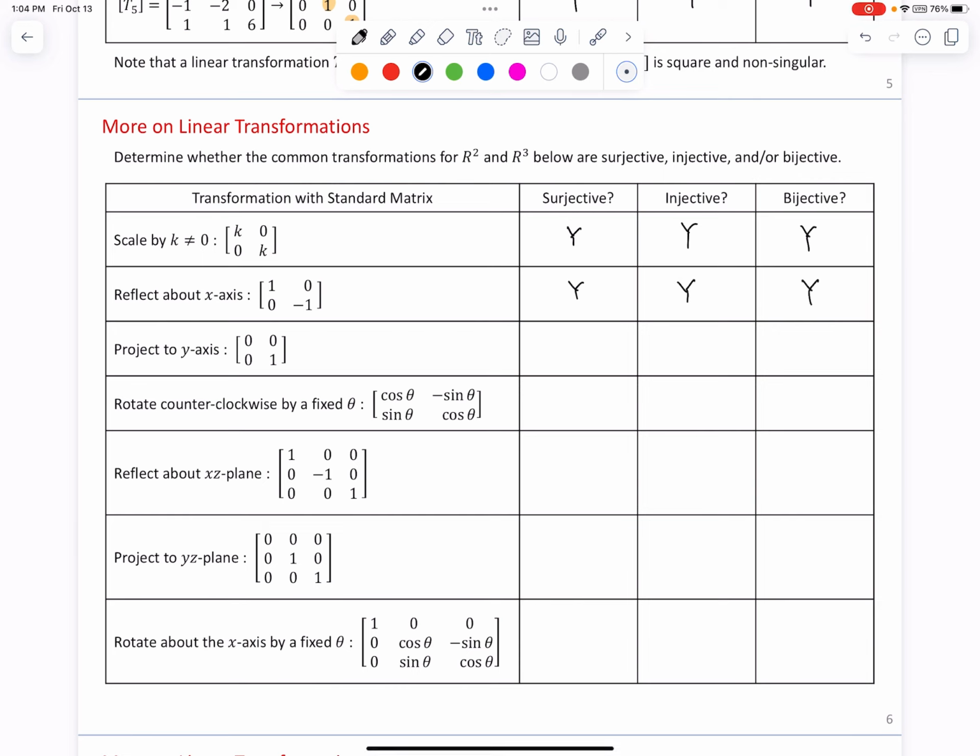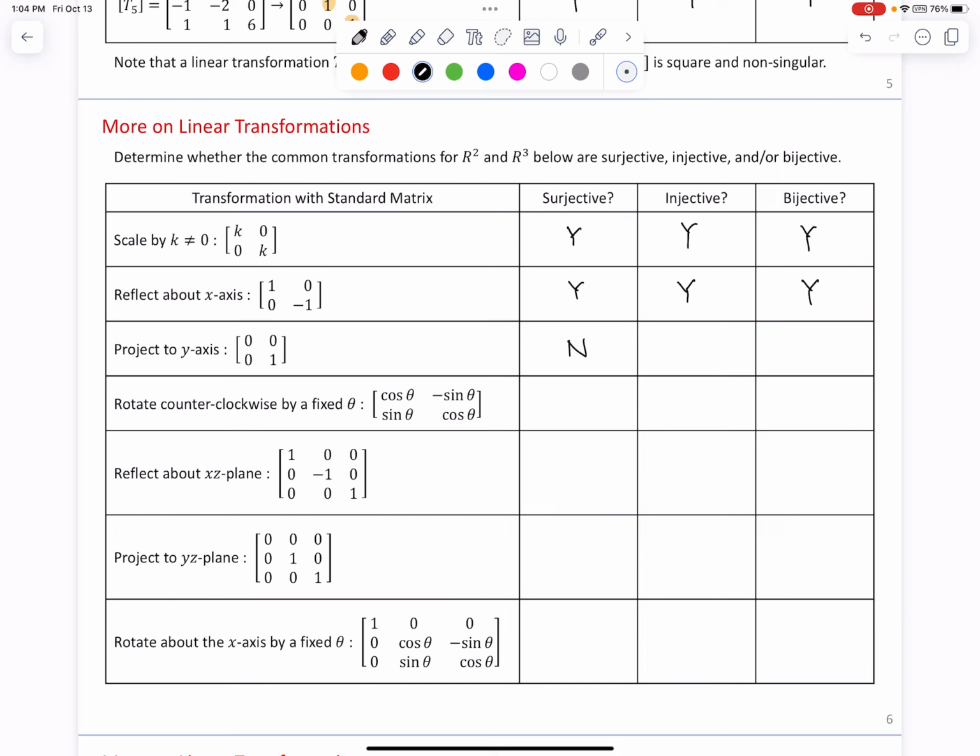Now, imagine projecting to the y-axis. So take the vector 2, 1 and project it to the y-axis, it would become the vector 0, 1. But this transformation can only produce vectors on the y-axis. Therefore, there are vectors off the y-axis that are not in the range. So this cannot be surjective.